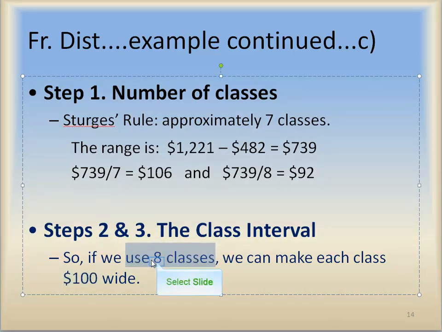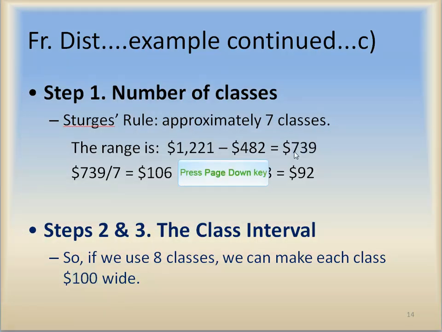One other important thing to note is that if you take this 8 and you multiply it by 100, you will get 800. The 800 is more than the 739. And this is very, very important, because the total width of classes, so 8 times 100, must be greater than the range. This ensures that we haven't missed any data.